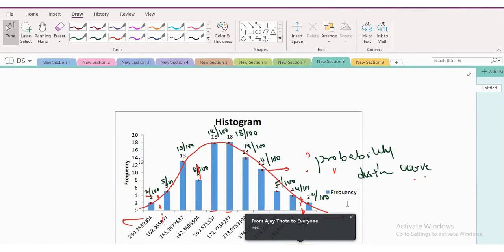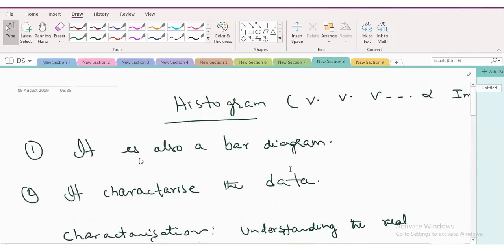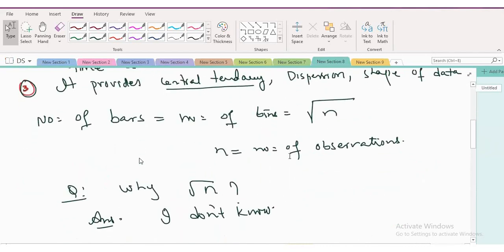Is there any formula to calculate outliers in the histogram? That's what I said, I'm going to discuss it in the future. Let's not worry about it for the timing. We are going to learn how to calculate this. But for the timing, what my point is, let me write it. We can use the histogram to find out outliers also.